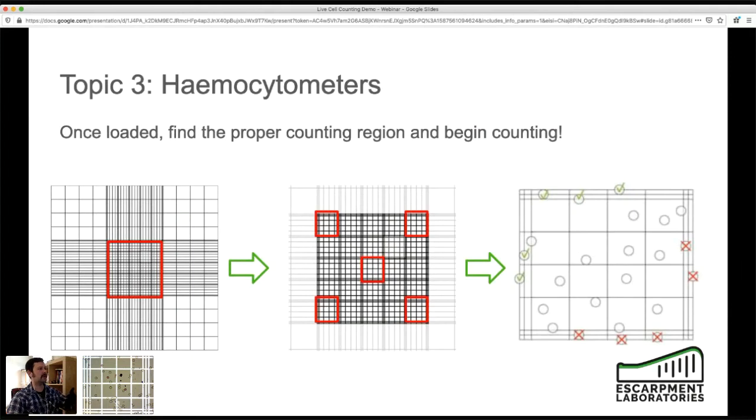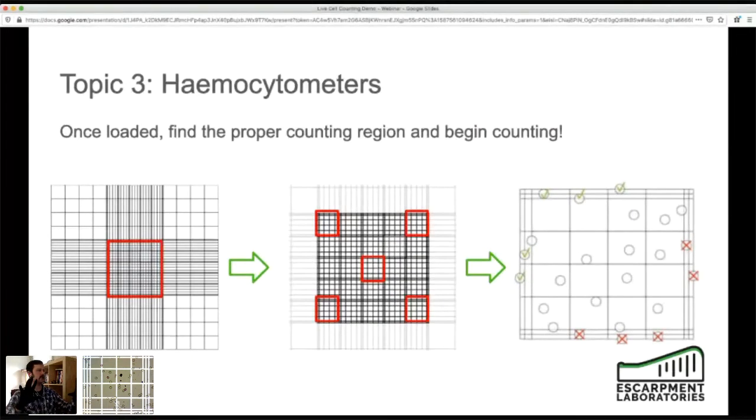Once loaded, we want to find the proper counting region and begin counting. So this is what the region looks like. We're going to find that center chamber. You can do this zoomed out and then zoom in. Find that counting chamber, zoom into it, and then count all 5 regions. Whenever we're close in on our counting area, we count all of the yeast. But the thing is, we don't count the yeast everywhere.